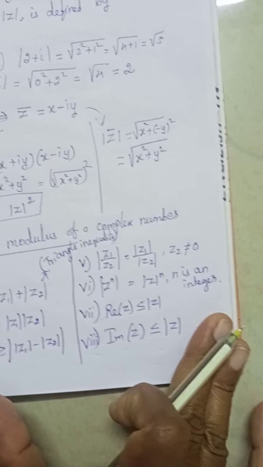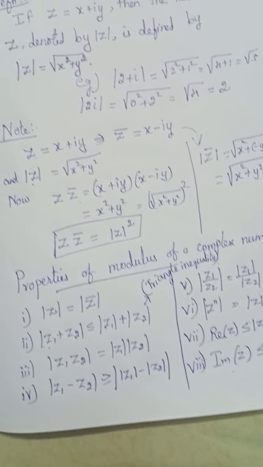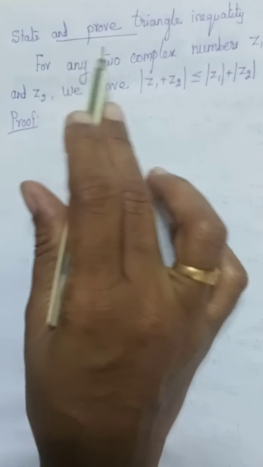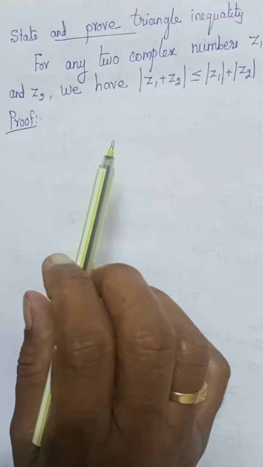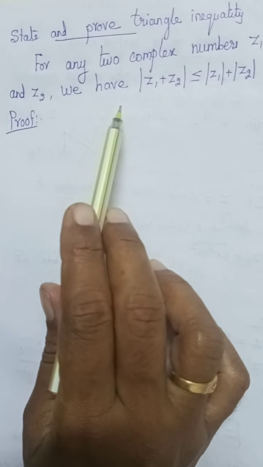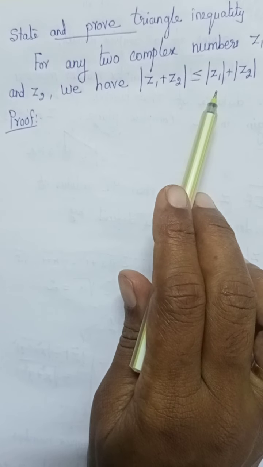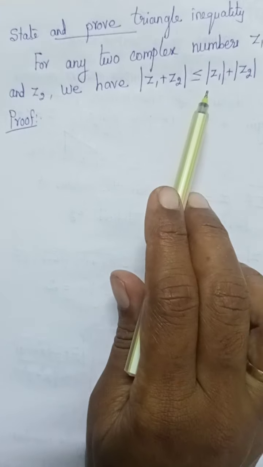Some properties we will prove, and some of the properties we have to use in the problems. Okay, state and prove the triangle inequality. For any two complex numbers Z1 and Z2, we have modulus of Z1 plus Z2 is less than or equal to modulus Z1 plus modulus Z2. This is the triangle inequality, isn't it?